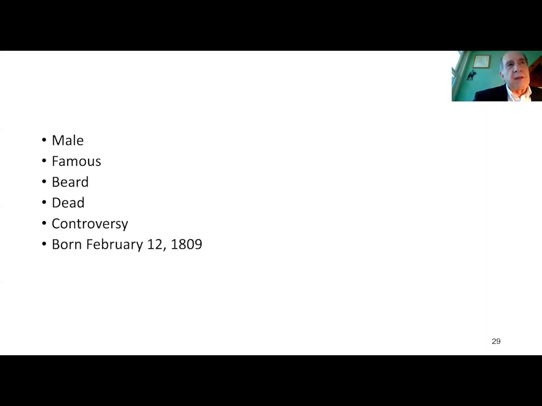I'm going to repeat it now. This is a curious thing. Male, famous, beard, dead, controversy, born February 12th, 1809. Abraham Lincoln, you're saying, Abraham Lincoln. The last clue is natural selection. And of course, the answer is Darwin. Believe it or not, Charles Darwin and Abraham Lincoln were both born on February 12th, 1809.